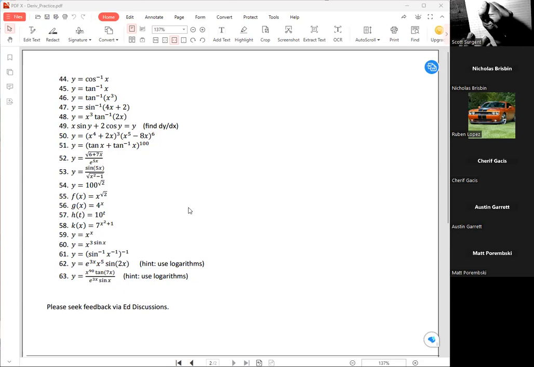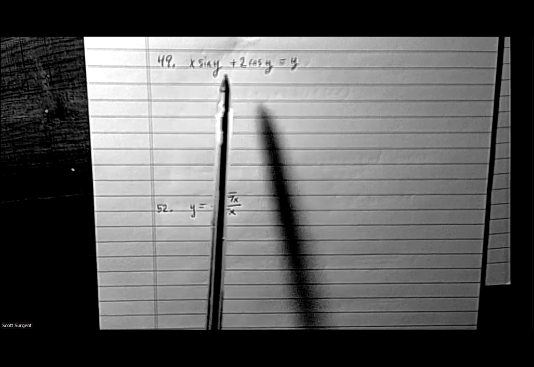49 is x sine y plus 2 cos y equals y. We want to find the derivative, so we'll use the implicit form. 52 and 53, all right, I'll tell you what, I'm going to copy 52 down. 53 is very similar. It's radical 6 plus 7x on the top, then e to the 5x on the bottom. All right, let me go back now. So yeah, let's discuss implicit forms. That's a good one to know.